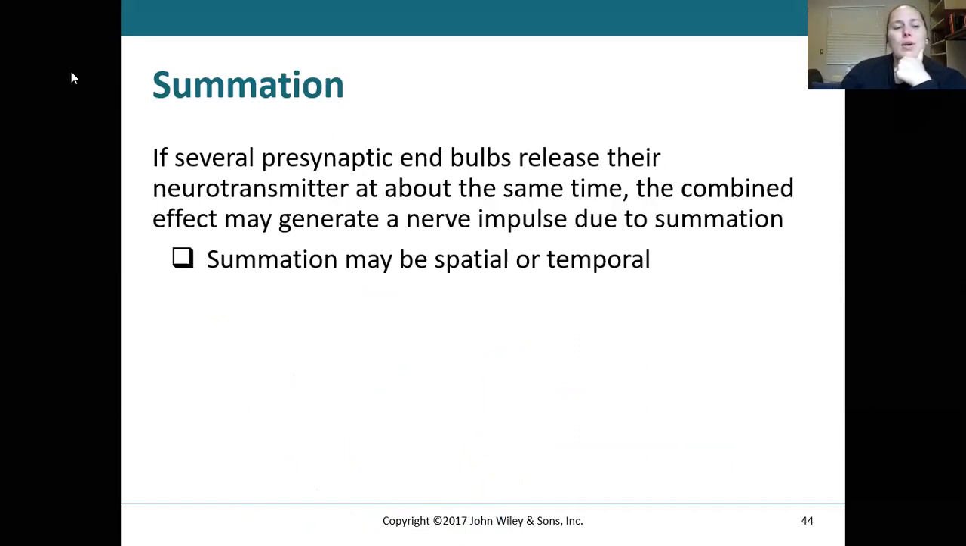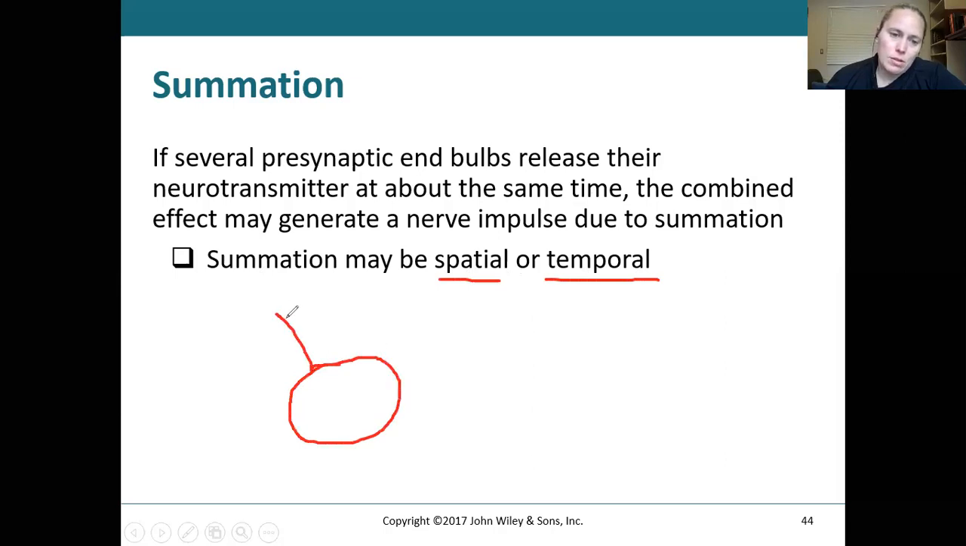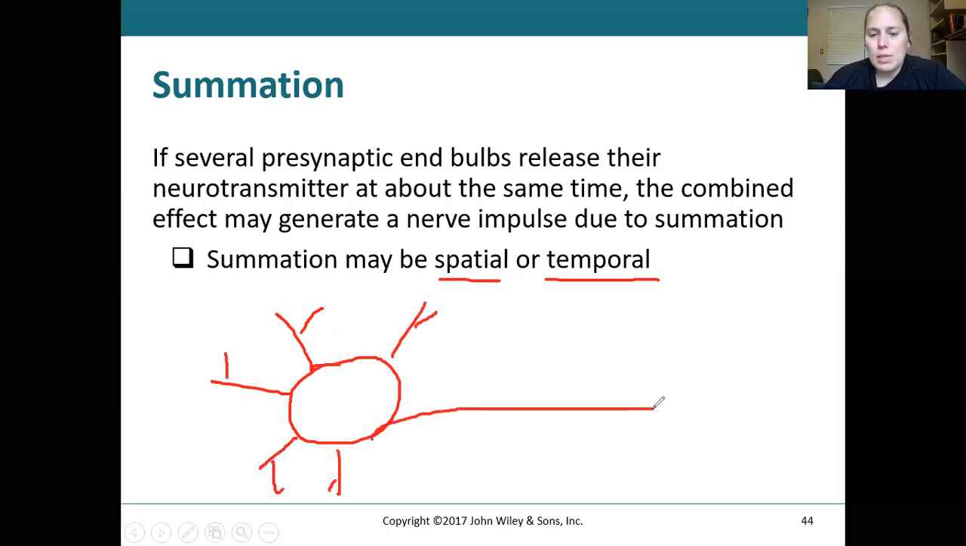Summation. So if several presynaptic bulbs release their neurotransmitter about the same time, the effect can be to generate a nerve impulse due to summation. Summation can be spatial or temporal. Okay, I'm going to draw this neuron again. It's got dendritic projections. Okay, so in the case of summation, summation is kind of exactly what it sounds like, you're adding things together.